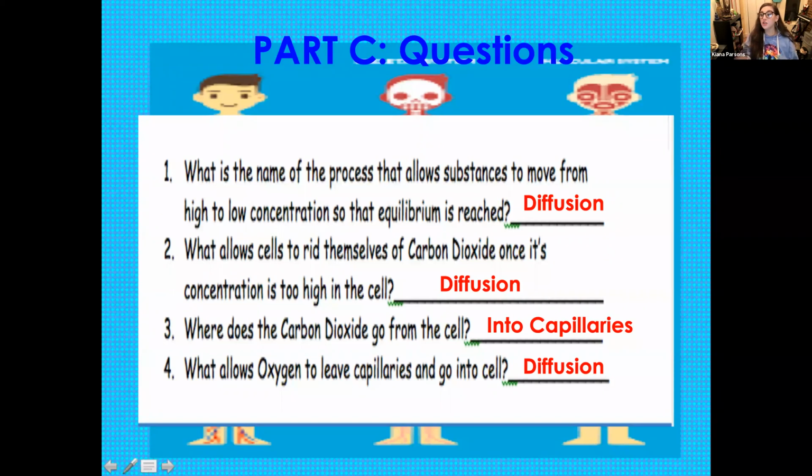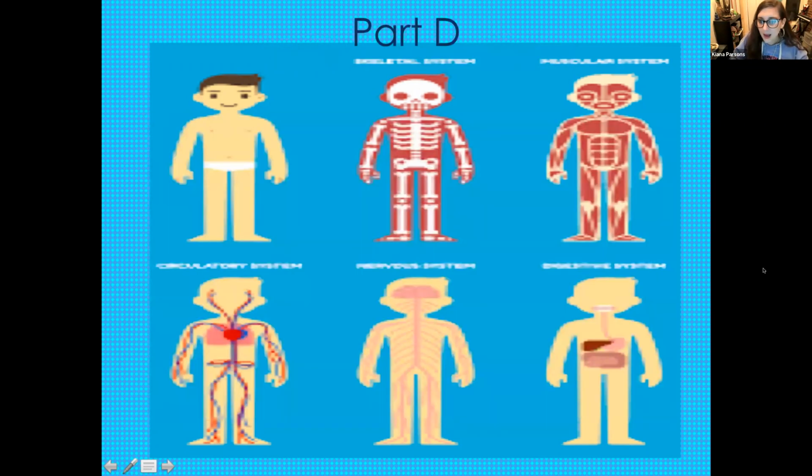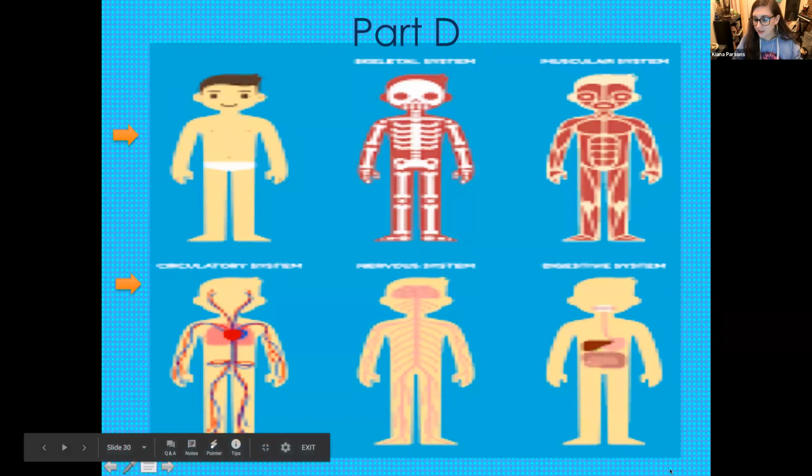So the pathway of oxygen is in and the pathway of carbon dioxide is out, but it's the same organs, right? Because we're talking about the respiratory system. And last but not least, what allows oxygen to leave capillaries and go into the cell? Why, that's diffusion. And by George, I think you can figure out why we talked about diffusion right before we got into this topic. That, I believe, is all we have for you today.